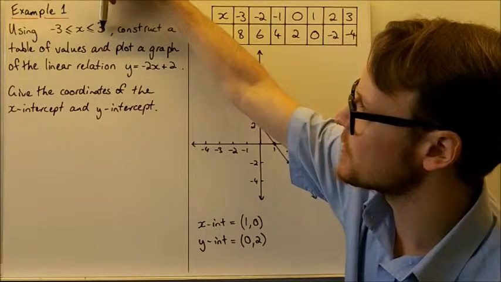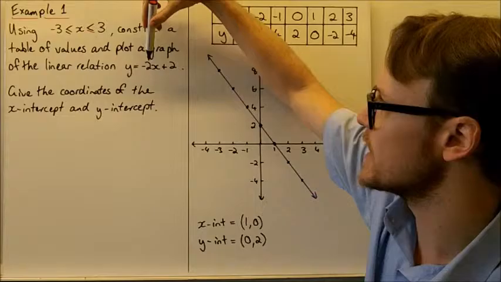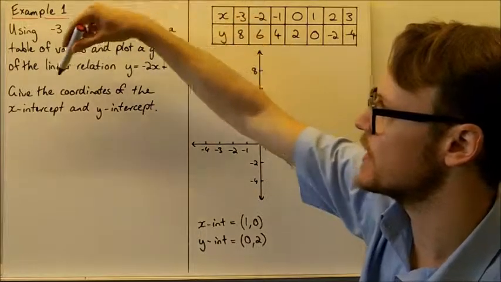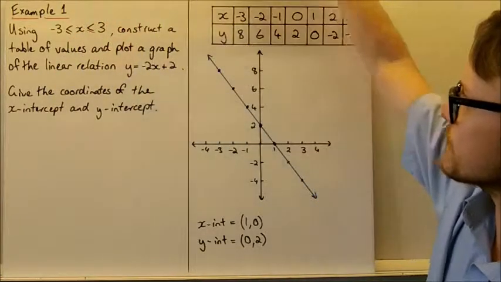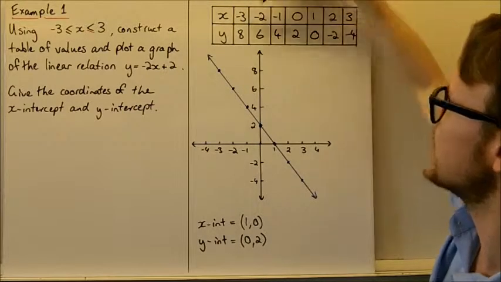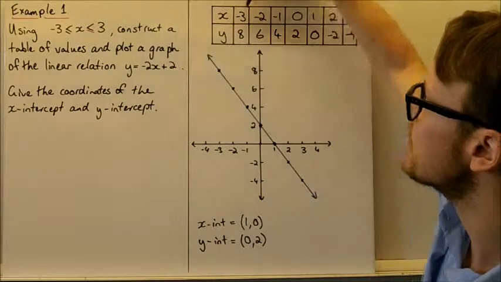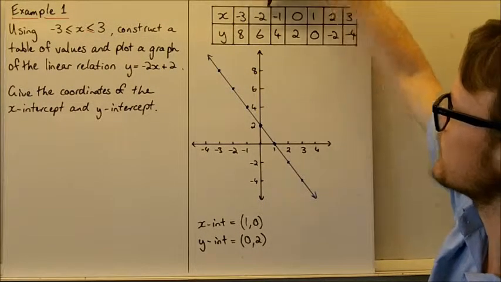So using these values, construct a table of values and plot a graph of the linear relation y equals negative 2x plus 2. Then we need to give the coordinates of the x-intercept and y-intercept. So here I've drawn up the table of values. Firstly, I've drawn up my table and given the x values between negative 3 and 3, as it says here. So I've done negative 3, negative 2, negative 1, 0, 1, 2, 3. Those are the x values there.